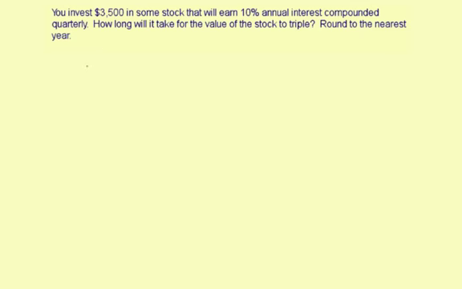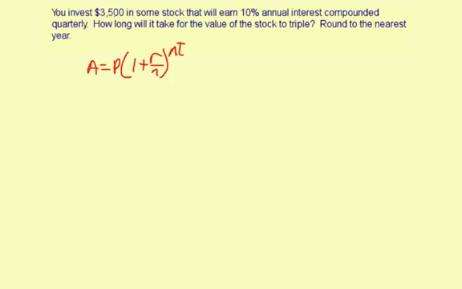So we're going to use the compounding interest formula. A equals P times 1 plus R over N, and then to the NT power. P is the principal amount, the amount you're investing. R is the rate of interest. N is the number of times you compound per year. And T is the number of years. And A is the new amount.